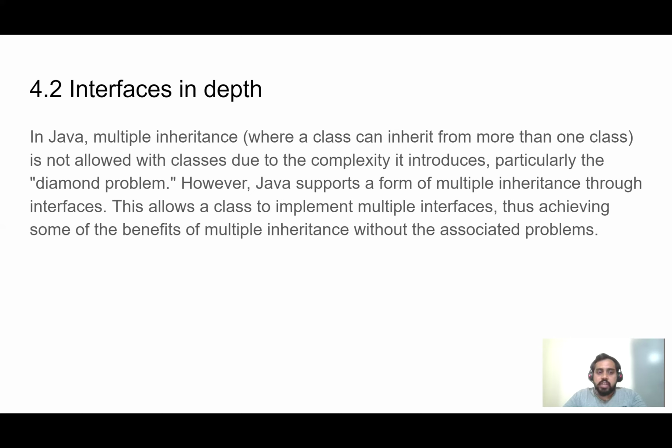So that's all about interfaces. See here, that is what I have written here. Multiple inheritance through classes is not possible because of the diamond problem. But Java supports a form of multiple inheritance through interfaces. This allows a class to implement multiple interfaces. A child can have multiple parents through interfaces, thus achieving the benefits of multiple inheritance.